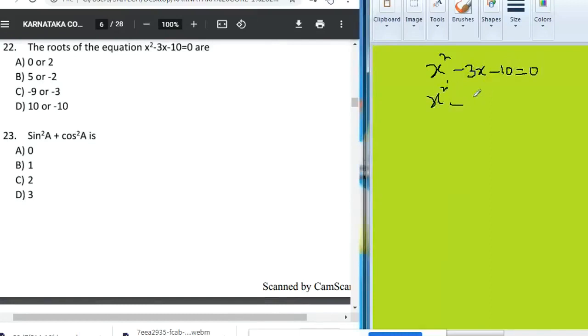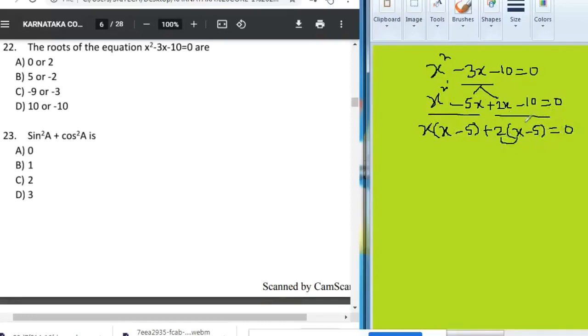Factorization method is nothing but splitting the middle term. Minus 3x can be split into minus 5x plus 2x. Minus 5x and 2x gives you minus 3x. So the first 2 terms and the second 2 terms I will make as a pair, and I will take x common in the first 2 terms and 2 common in the last 2 terms, which gives you 2 times x minus 5. 2 times x is 2x, 2 times 5 is 10.